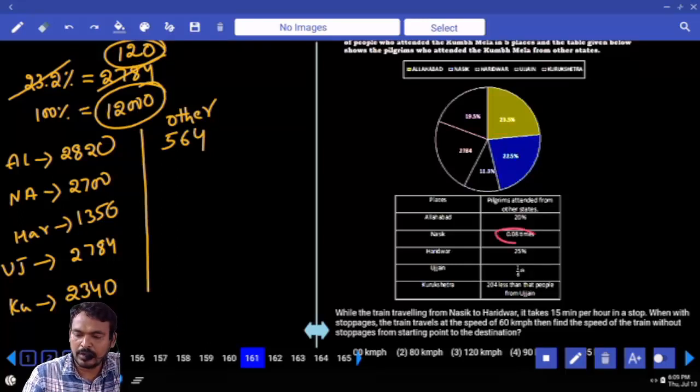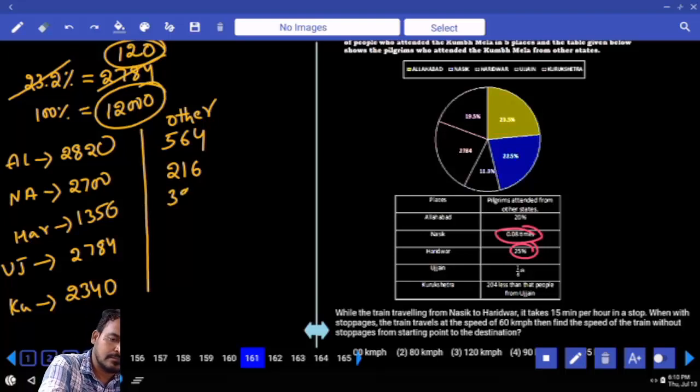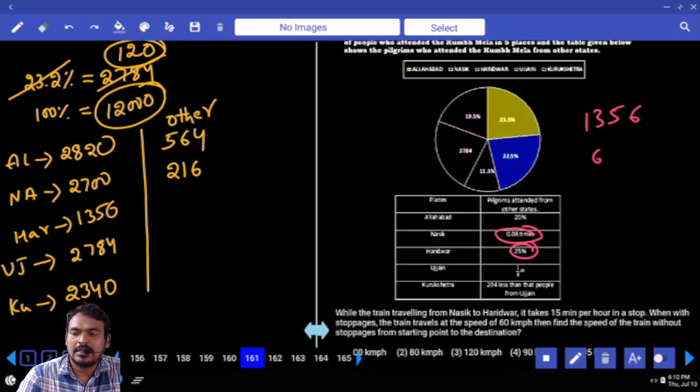Next, Nasik value 0.08 times of which one? 2700. Means 0.08, 2 decimals, 2 zeros are cancelled. 8 into which one? 27. That will be 216. Next, 25% of Haridwar. Half, again half. What is the half of the value? 1356, half is 678. Again half, 339.